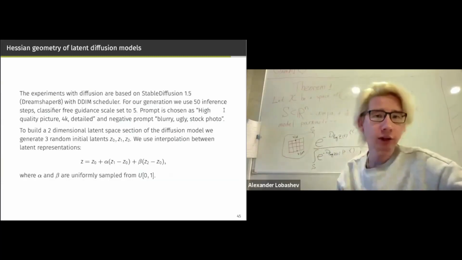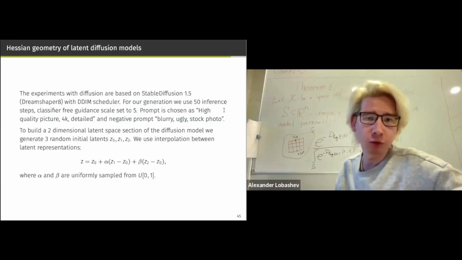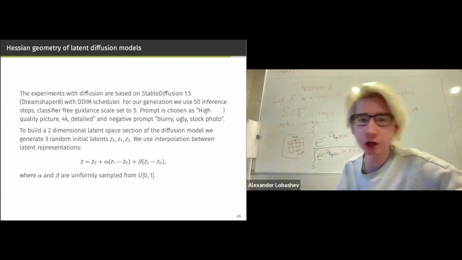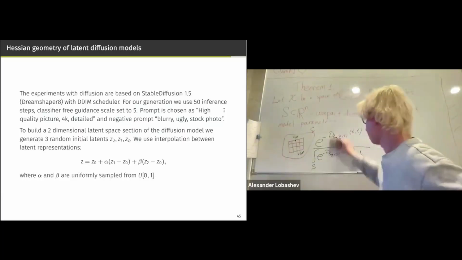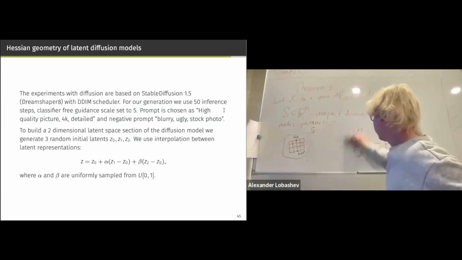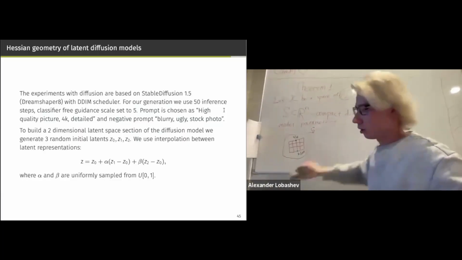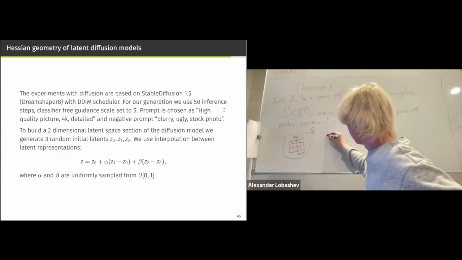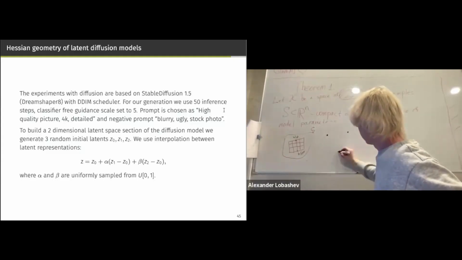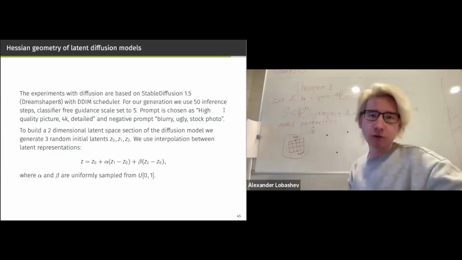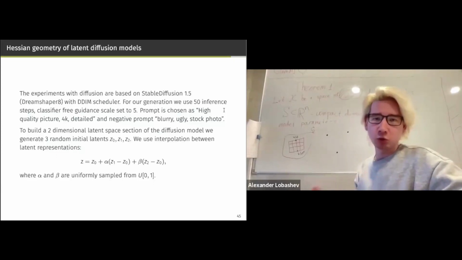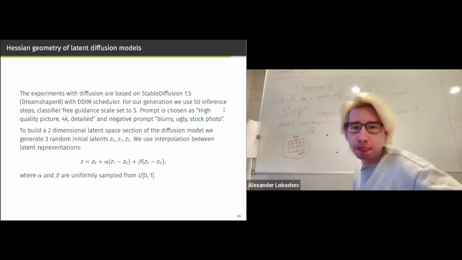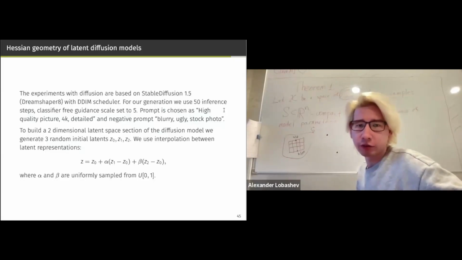Okay, and now let's finally move to diffusion generative models. And how do we actually study the latent space? So the setup is as follows. As input, we sample 3 random points in a latent space. A diffusion model starts from an image of pure noise and iteratively denoises it and generates some image as a result.